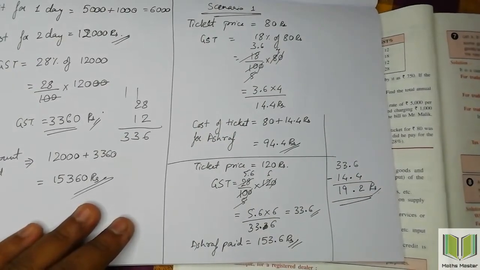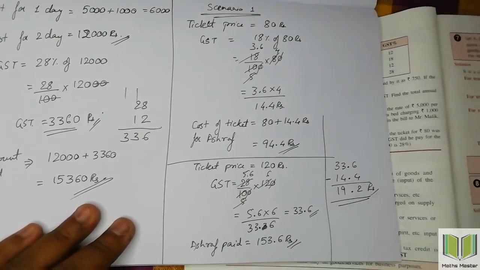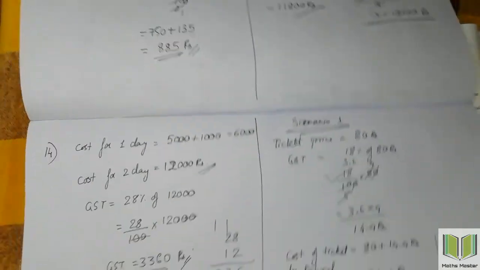Okay. The extra GST which he has paid will be equal to 19.2 rupees. You'll add a line and you'll be finishing with that. With that, we'll finish our first exercise of GST.